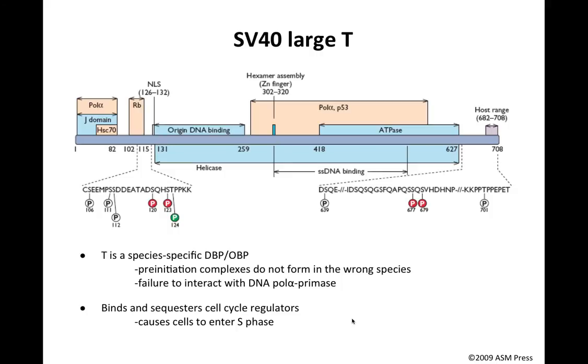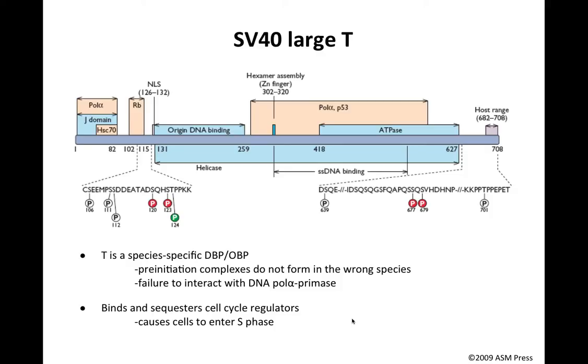So SV40 T has played a large role in our discussion so far of DNA synthesis. It will continue to play a role this week. And if you happen to take part 2 of this course, which should occur sometime after part 1, we don't know exactly how long after, in part 2 we talk about how viruses cause disease, and you will see how large T causes cells to be transformed on the way to becoming tumors, basically.